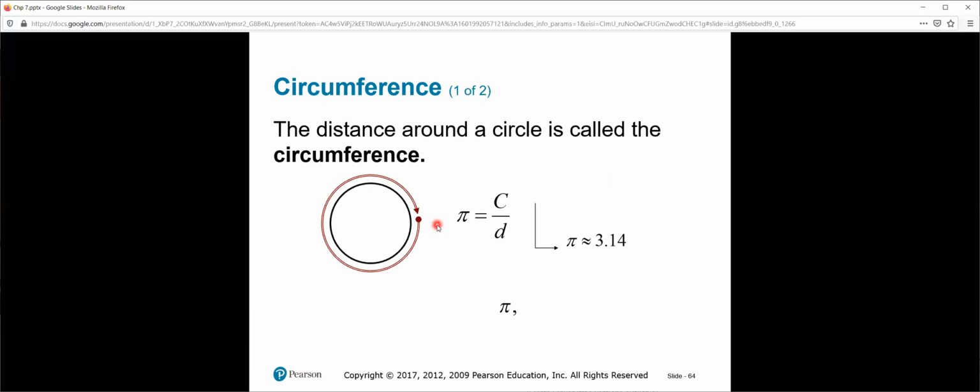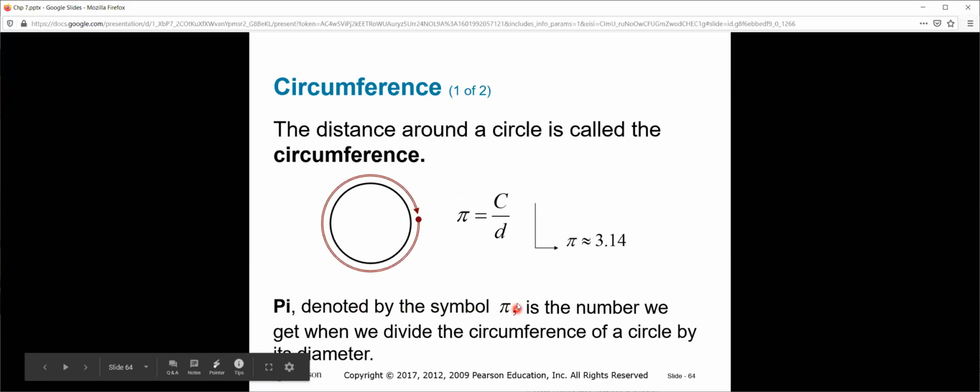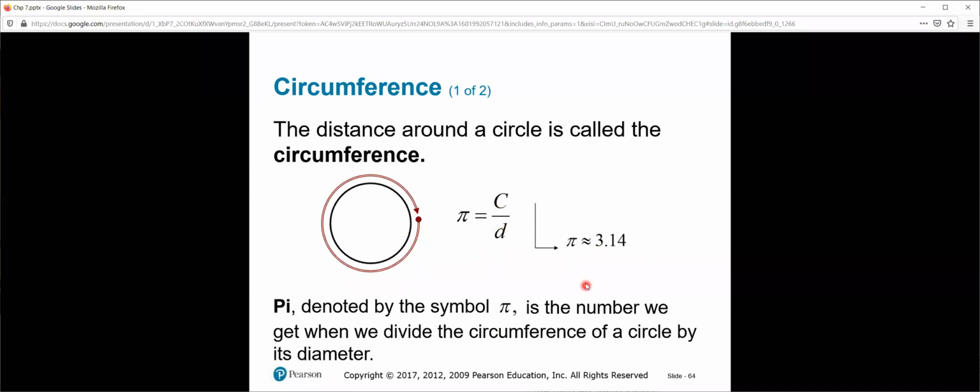The distance around a circle is called circumference, which is given in terms of pi. Pi, denoted by the symbol pi, is the number that we get when we divide the circumference of a circle by its diameter. If the diameter is 1, the circumference is 3.14. The diameter is 2, circumference is larger. There are some really cool animations on YouTube as to how we find the number pi. If you get the opportunity, I do suggest you go watch a bit about how we determine pi.